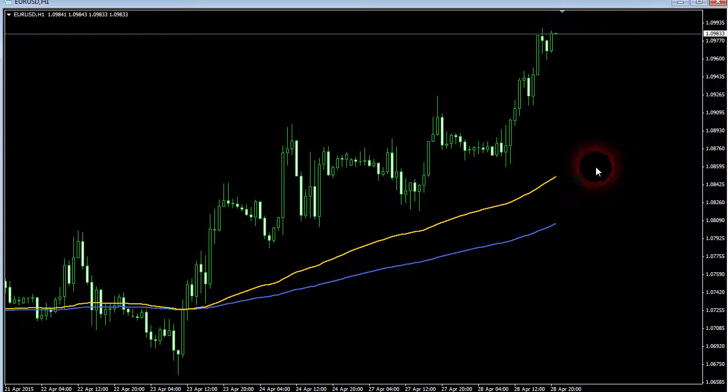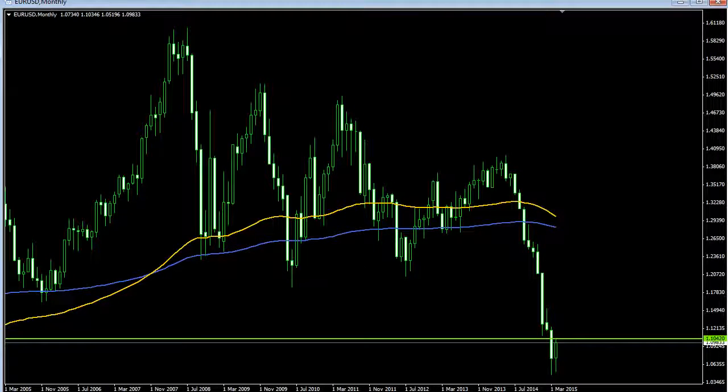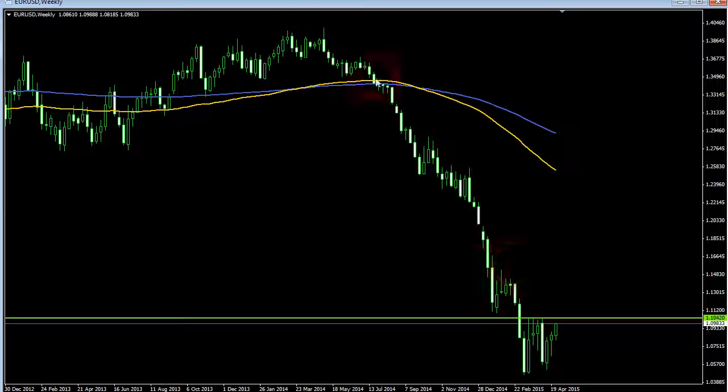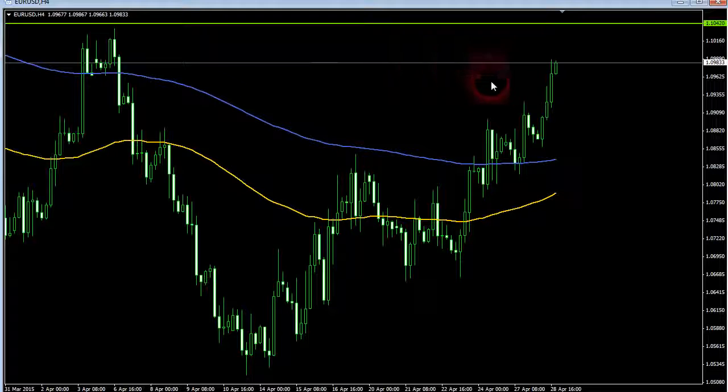Okay, so now on the monthly time frame, price is below the moving averages. On the weekly, still below, so it's a bearish trend. On the daily, still a downtrend. Now after the daily, when we go to lower time frames, you can see that it's starting to look like an uptrend.